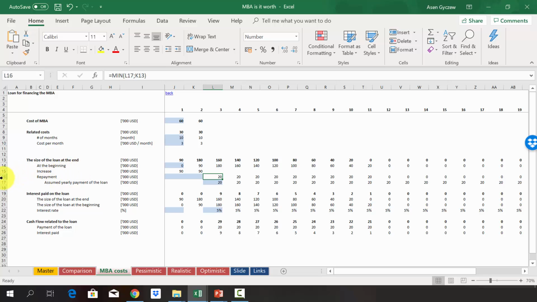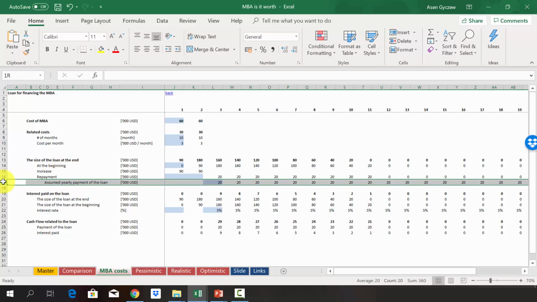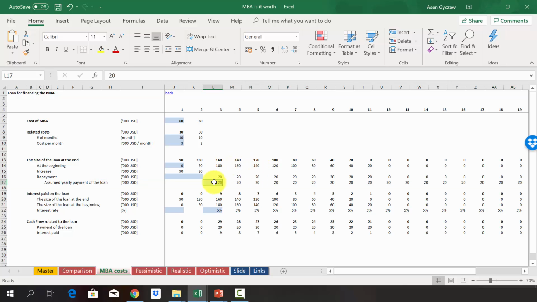So the repayment depends basically on how much we assume to be repaid and how much is left. So we assume that every year we're going to be paying 20,000, and that's why we are repaying in 9 years. So by year 11, we actually have no loan. Now, obviously, if we change this, for example, to 10, this will be altered and we'll get different numbers.